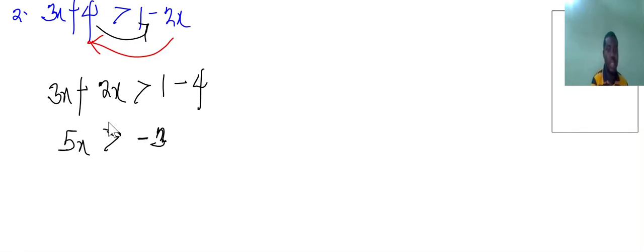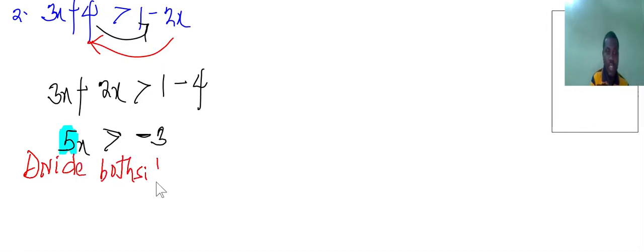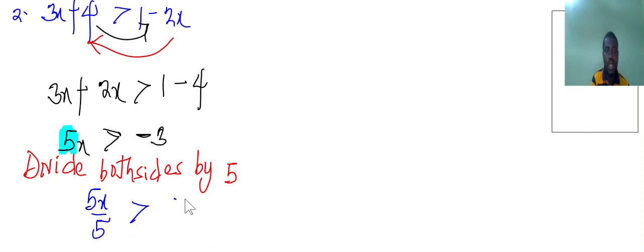So when 5x is greater than minus 3, we need to get a value for x. In order to get a value for x, we need to remove the 5. So let's say divide both sides by 5. Here we are dividing both sides by a positive number, so it doesn't affect the inequality sign. Hence we have 5x divided by 5 greater than minus 3 divided by 5. 5 cancels 5, x greater than minus 3 over 5.